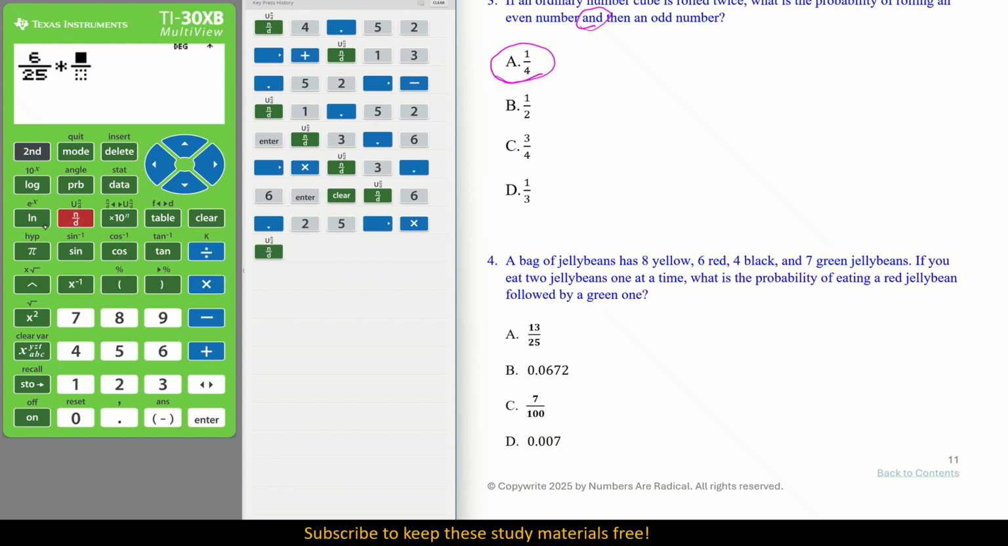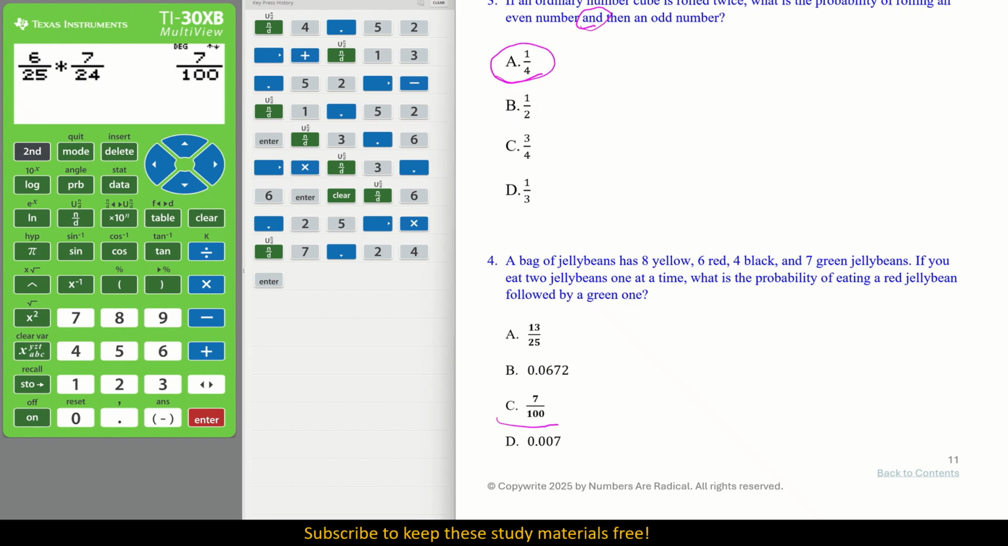And then it says a green one. All right, so let me set up my fraction. How many green do we have? We have 7. But do we still have 25 jelly beans? No, we do not. We have 24. Now push enter. And we have a reduced fraction, which gives us option C. All right, let's go to number 5.